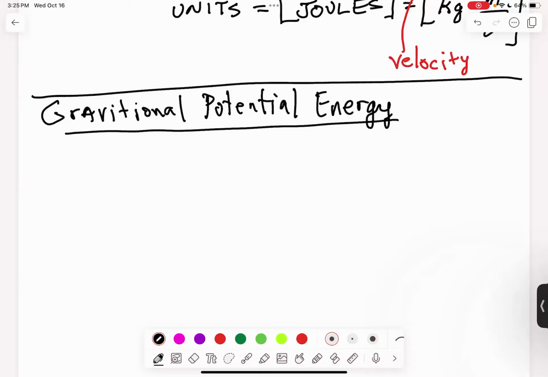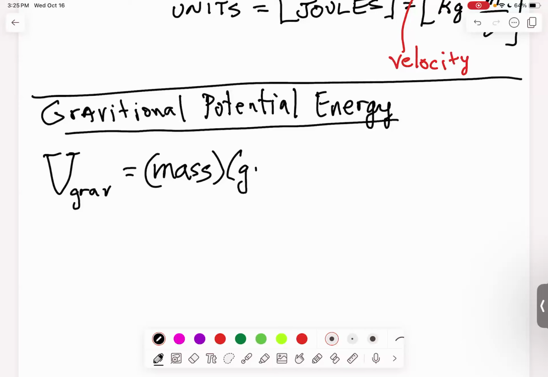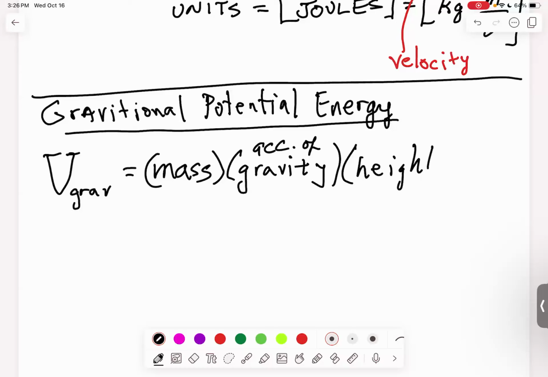So for gravitational potential energy, you'll often see me write a script U, and it's equal to some mass times gravity, the acceleration due to gravity, at 9.8 meters per second squared, times some height. Or you may see me write mgy.